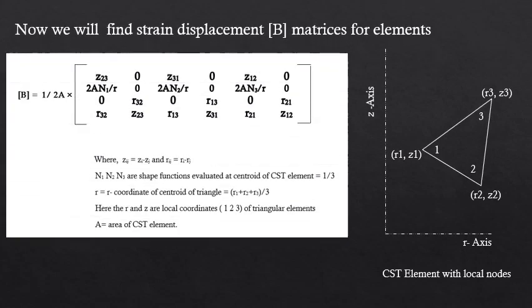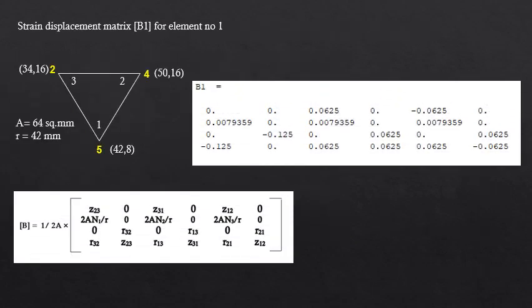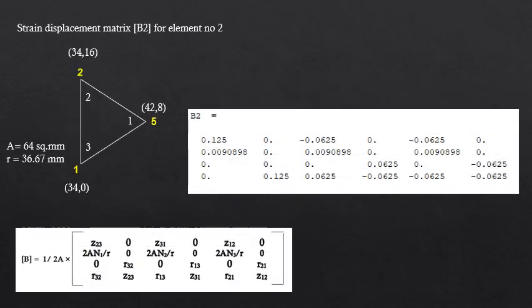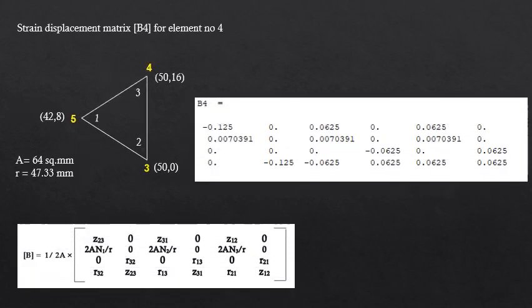Now, we will find strain displacement, B matrices for elements. The strain displacement matrix is 4 by 6 matrix here. Here, strain displacement, B1 matrix for element 1 is calculated. Here, strain displacement, B2 matrix for element 2 is calculated. Here, strain displacement, B3 matrix for element 3 is calculated. Here, strain displacement, B4 matrix for element 4 is calculated.